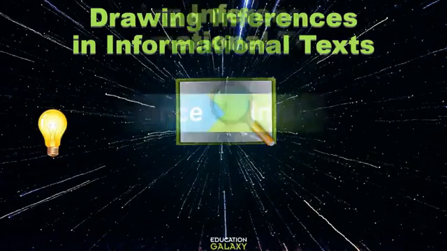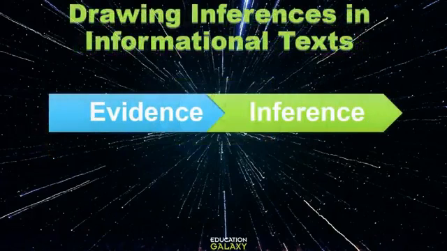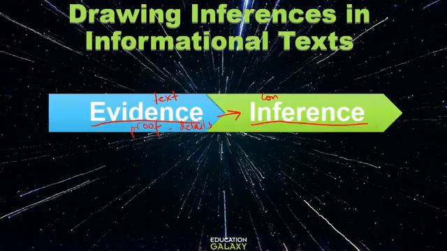Let's get to it. Here we have a graphic organizer. It says evidence and inference. So evidence is what is in the text. It means proof. So we look at details and then we use it to make the conclusion or the guess. Now let's use this graphic organizer to study a passage.